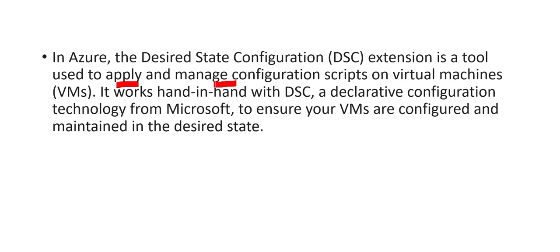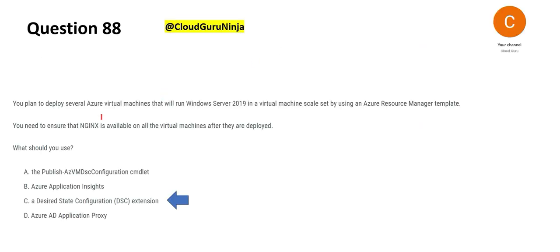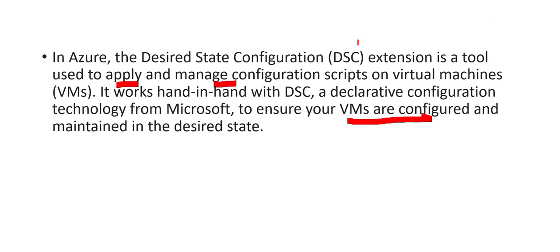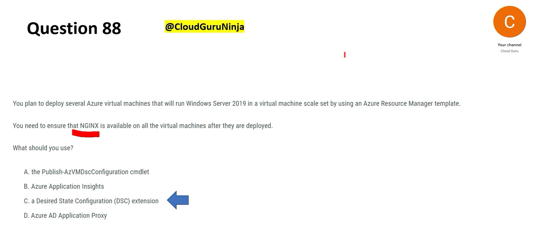Okay, so using this script, you configure VMs and maintain them in a particular state. Like the question says, I want Nginx to be available. So this DSC extension will maintain this state so that Nginx is always on the VMs. So option C, Desired State Configuration extension, is our correct answer. This is a script which will maintain the state. See, in the name, common sense, the name itself says Desired State Configuration. I want this desired state, Nginx should be there. So the name itself has the answer.